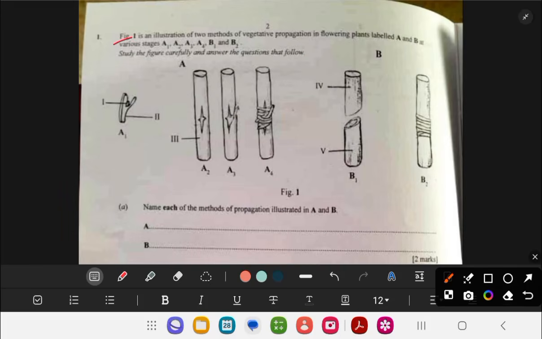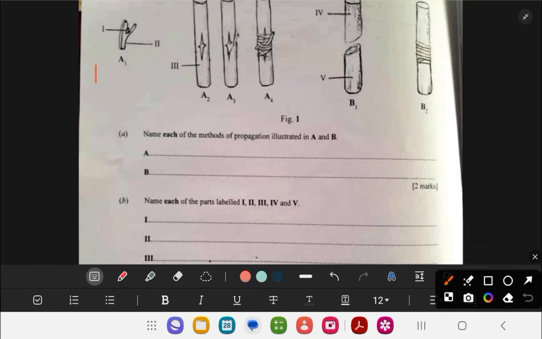For the first question, we are told that figure 1 is an illustration of two methods of vegetative propagation in flowering plants labeled A and B, from stage A1 through to B2. Study the figure carefully and answer the questions. Start with A, which says name each of the methods of propagation A and B. So A is budding. Then B is grafting.